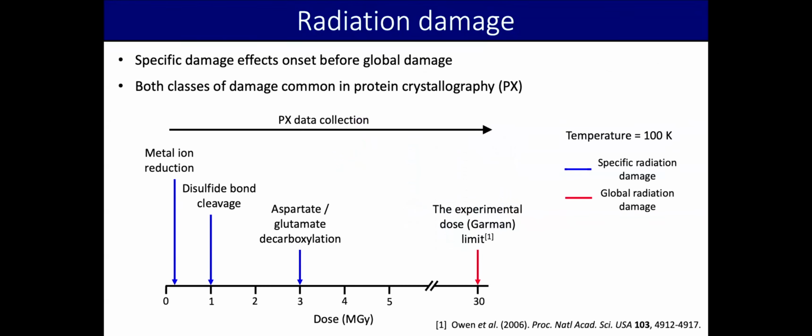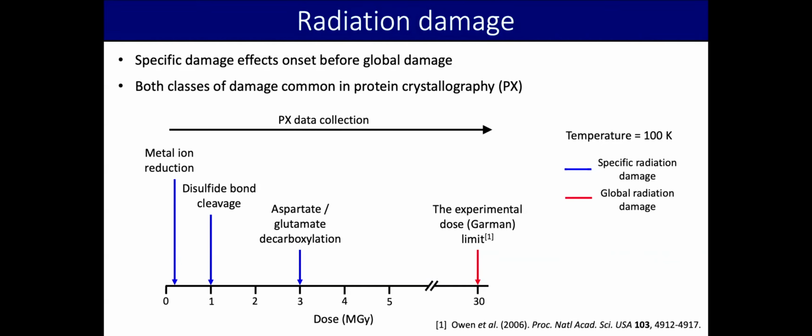And what makes this problem worse is that specific damage effects onset before global radiation damage. So the experimental dose limit is a measure of global radiation damage. It was calculated as the dose at which the total sum of reflection intensities from ferritin crystals was measured to decrease by 30%. So the experimental dose limit is 30 megagrays, shown here in red.